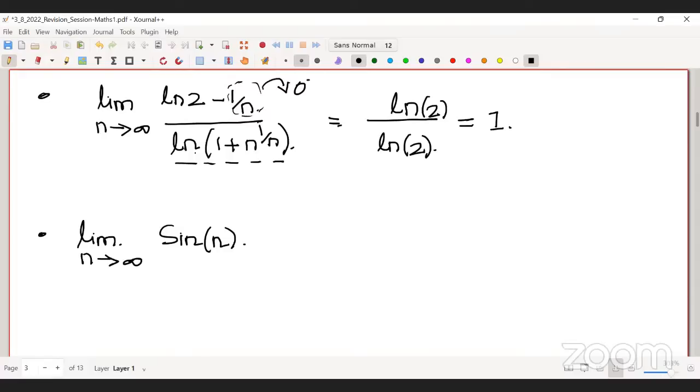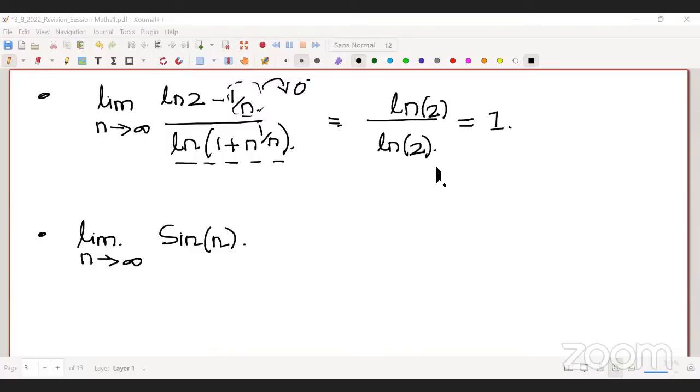Sine n? Minus 1 to 1, that will be the range. No limit, because the limit cannot be minus 1 to 1. The limit has to be a unique number.